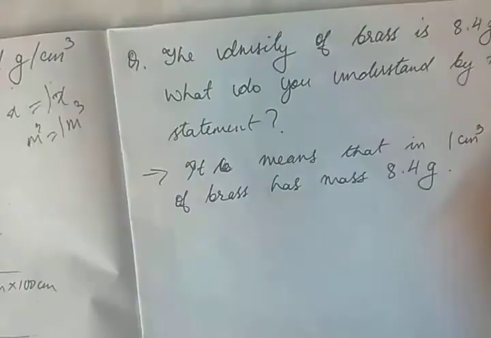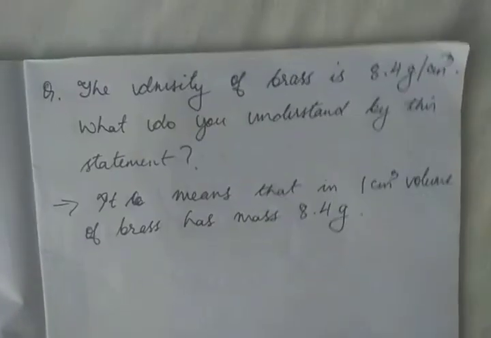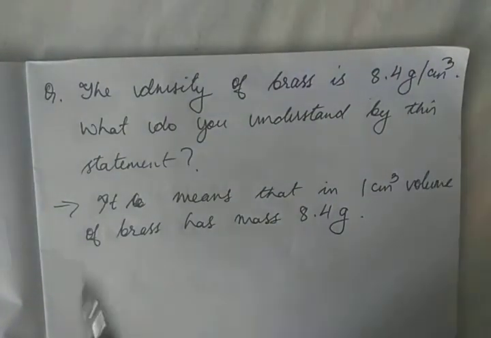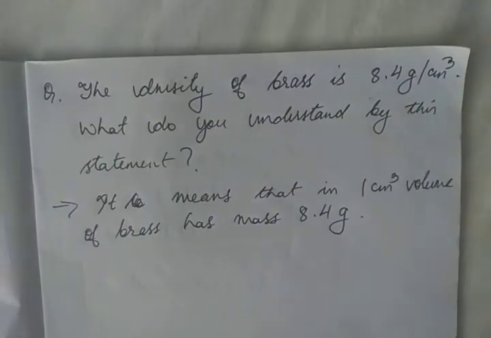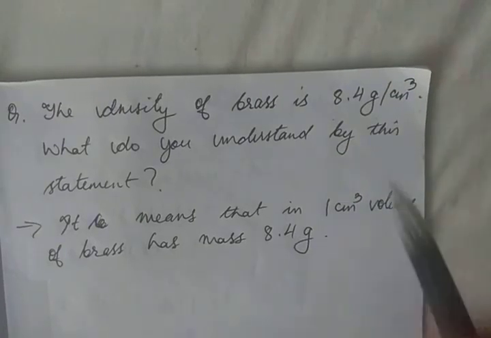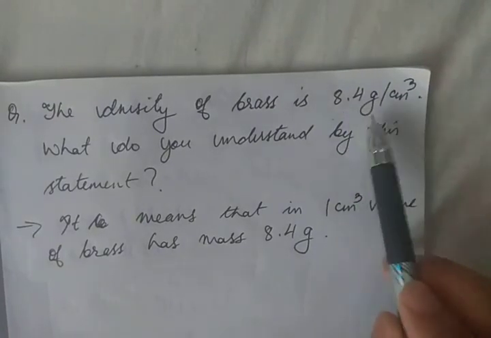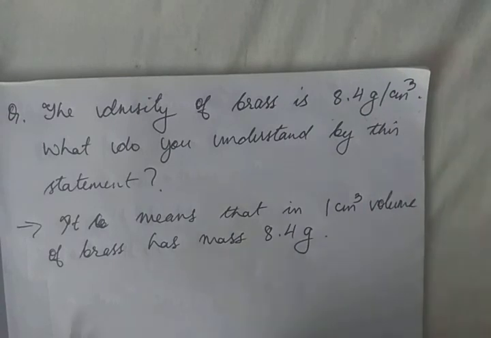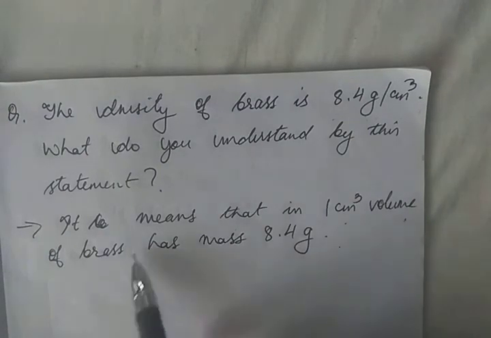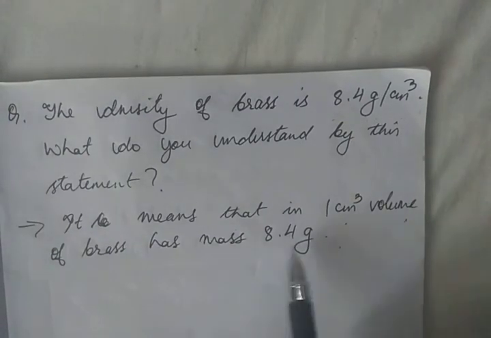And one last thing. You get a question like this in class 8: the density of brass is 8.4 grams per centimeter cube. What do you understand by the statement? This is a very, very simple statement actually. You have to understand density properly. So 8.4 gram per centimeter cube means that in 1 cubic centimeter volume of brass, its mass will be 8.4 grams.